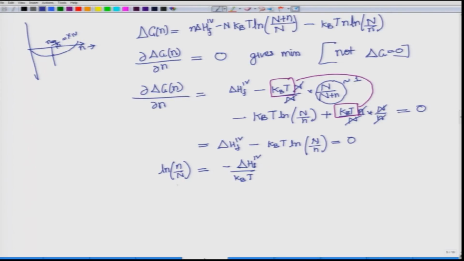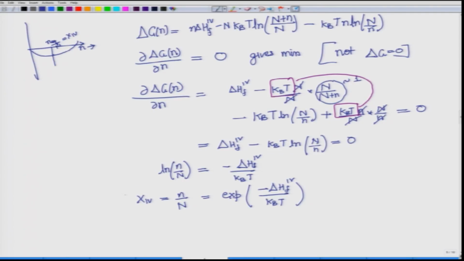This is just rearranging, and from here we have x_1V, which is our equilibrium concentration. We are denoting it by this, which is nothing but n by N. We could have used a subscript EQ as it is in many places, but for now we will just let it be like this. Just keep in mind that what we have derived here is the equilibrium concentration. So, this becomes exp of minus delta H_F 1V by k_B T.